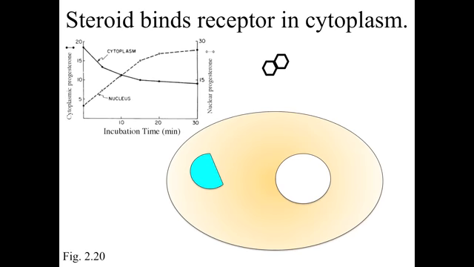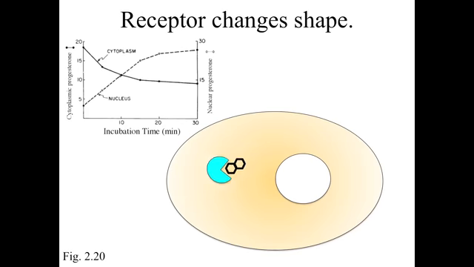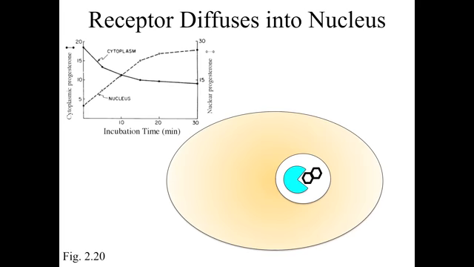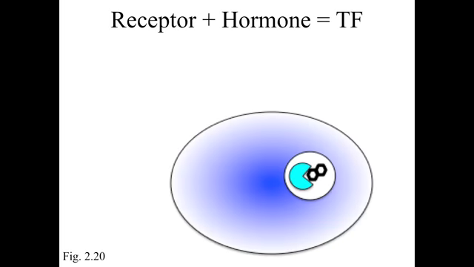So the steroid penetrates the cell and binds to its receptor. There's an allosteric modulation so that the receptor changes shape, and then after the shape change, it migrates into the nucleus. The receptor bound to the hormone acts as a transcription factor. The receptor alone is not a transcription factor, even though it's a protein, and the hormone itself, the steroid hormone, is not a transcription factor. Only when the two interact and locate in the nucleus is this a transcription factor.